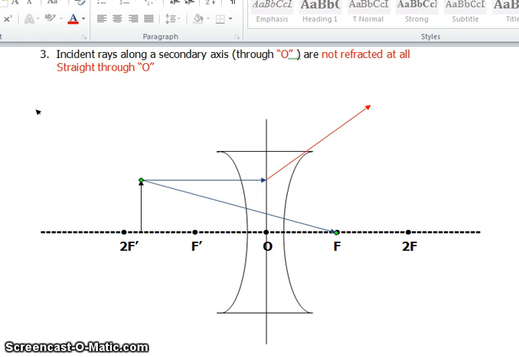Next, we have an incident ray that's lined up with the real focal point, but you only draw it as far as the lens. That line gets refracted parallel to the principal axis. And then finally, you do your ray through the optical center that goes through the optical center and just keeps on trucking.